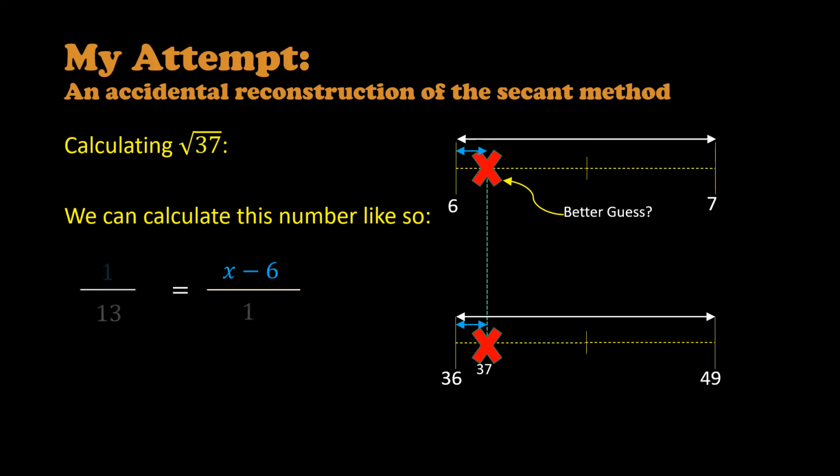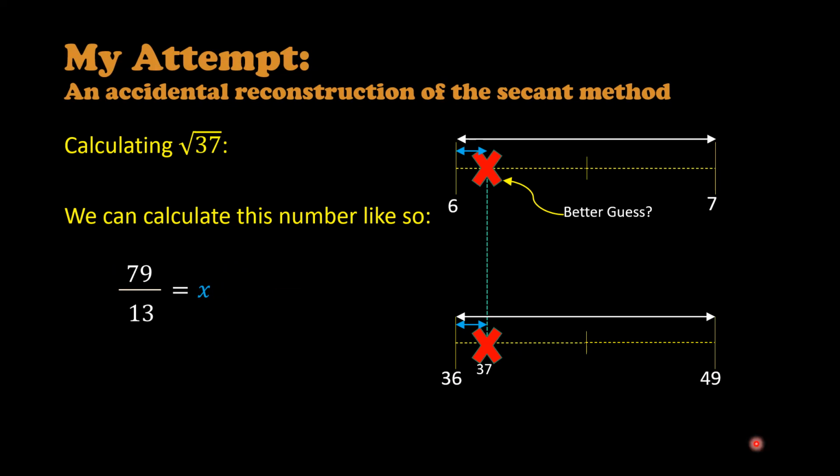So if we clean that up a little bit, we get 1 over 13 equals x minus 6 over 1. I suppose we can get rid of the over 1. We could add the 6 over. It wouldn't be bad to say 6 and a 13th, to be honest, but I like to write this as an improper fraction. So that's 79 over 13. And so this is our next guess for the square root of 37 using this method.